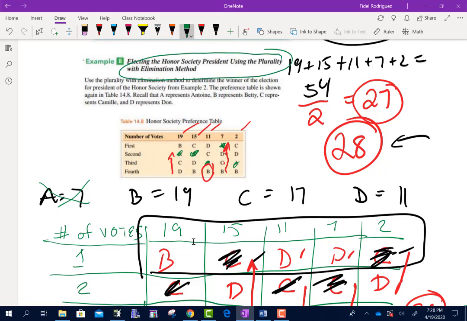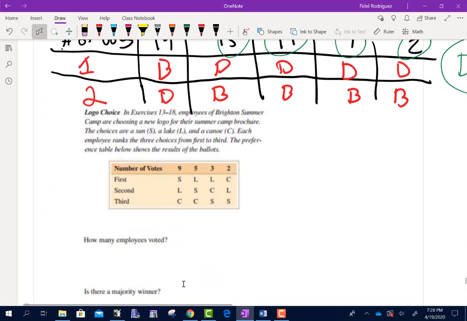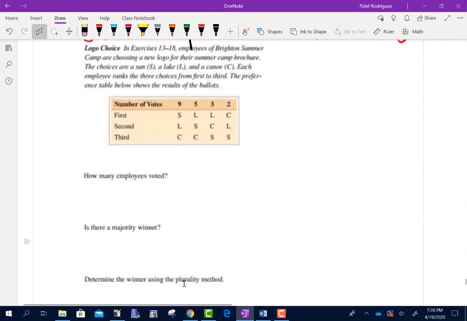Really what it is, whoever's in last place is out of the election, and we just keep holding runoff elections until we get somebody that has a majority of those first place votes. Okay, so let's see if we can figure out how to do this next problem here. I'm going to try to go through it slowly so we can make sense out of it.